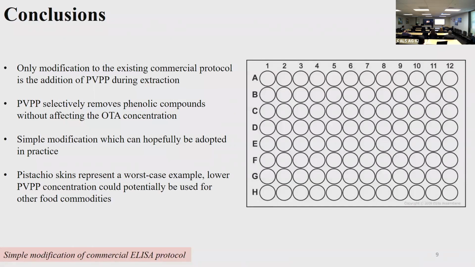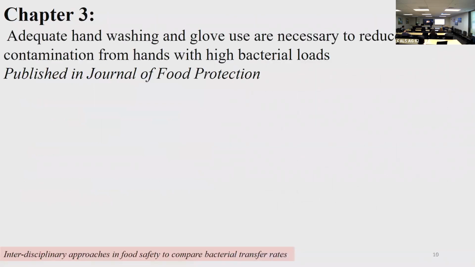And since it's that simple modification, hopefully that would mean that it could be adopted in practice, right? Because they wouldn't have to change too much. As an aside, pistachio skins are sort of a worst case example. Maybe for other foods, you wouldn't need to use as much as we were using, but hopefully you could use the same setup of testing a range of PVPP concentrations and seeing how much you would need to make your cross-reactivity go down.